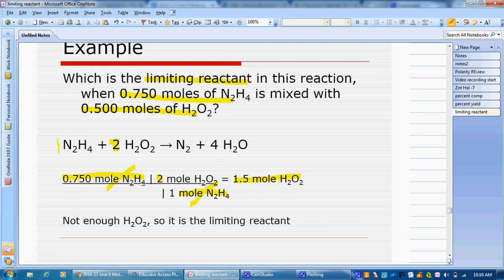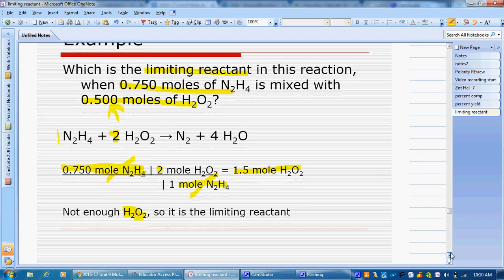Well, if we look, we only have 0.5 moles of our other reactant. If we start with this much of our N2H4, we need 1.5 moles of our H2O2. We don't have that. We only have 0.5. So we know that our H2O2 in this case is our limiting reactant. It's what we're going to run out of.